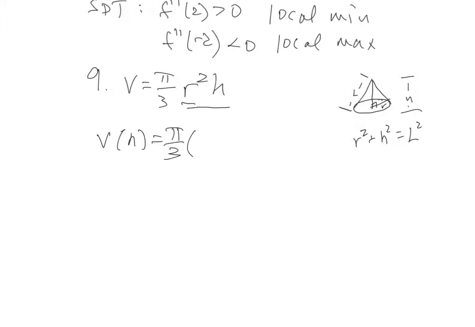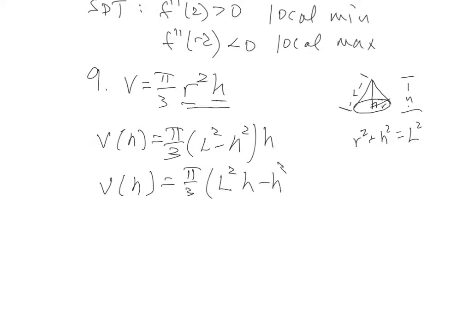R squared will be L squared minus H squared. And then we have the last h here. Let's multiply it out for easy derivatives: L squared h minus h cubed. Obviously, h cannot be negative and it cannot exceed L.